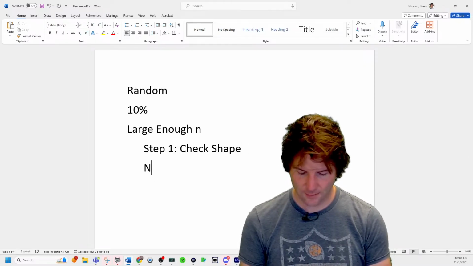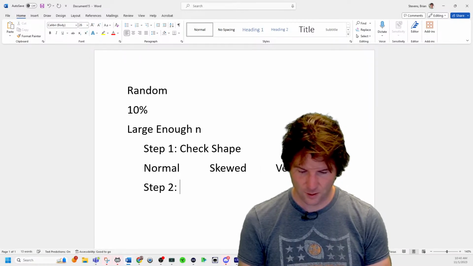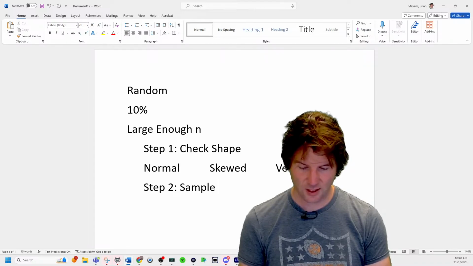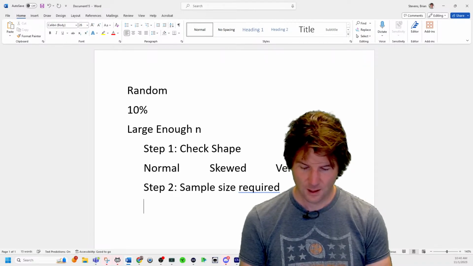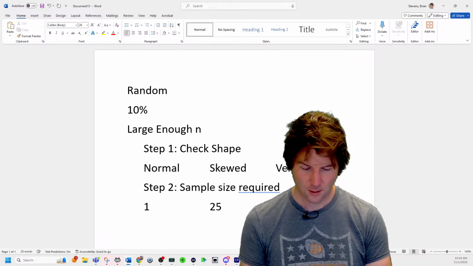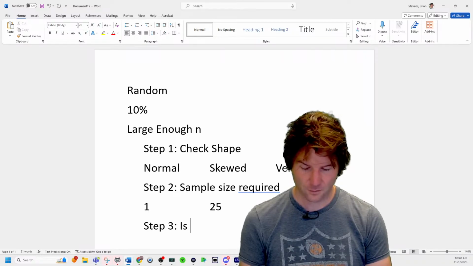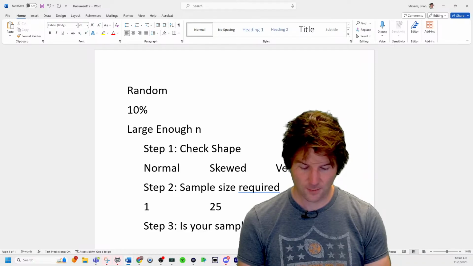And we really have normal, skewed, very skewed. And then step 2 is going to be sample size required. And it's either 1, 25, or 100. And then step 3 is your sample this or larger.